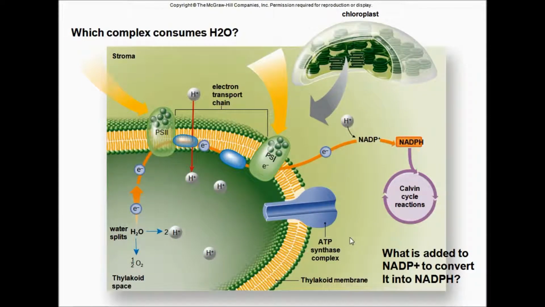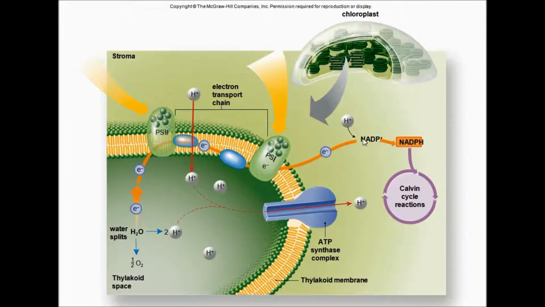All right, let's ask some questions here. Which complex consumes water? It turns out this one right here. PS2 is the one involved with breaking down the water. What is added to NADP plus to convert it into NADPH? That hydrogen right there. It goes in there and hooks on. And now we have this energized molecule ready to do its job.